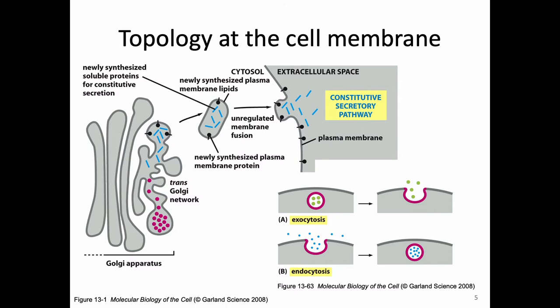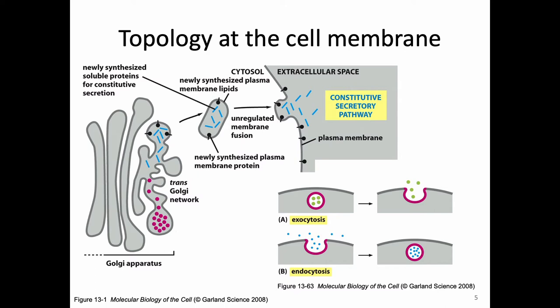Also, importantly, if you look at the plasma membrane, this is how we get all of our proteins that are transmembrane proteins, that are plasma membrane proteins. This vesicle could fuse at the membrane, and what you'll see is that the round part that is away from the cytoplasm now becomes the extracellular part, and the pointy part that was toward the cytoplasm is the intracellular part.